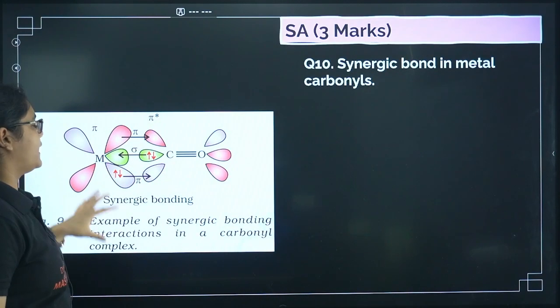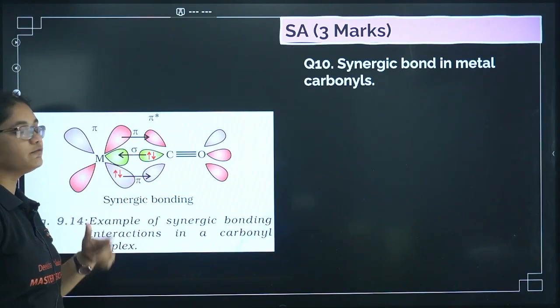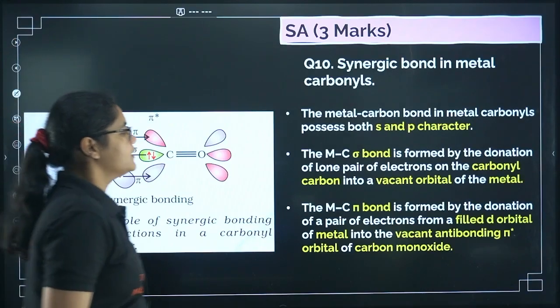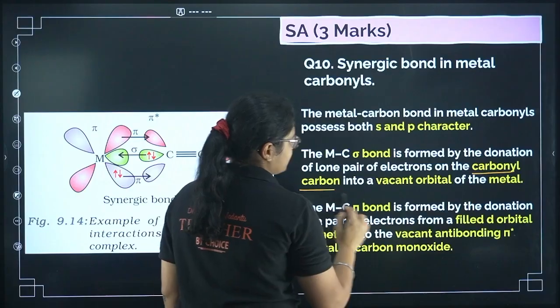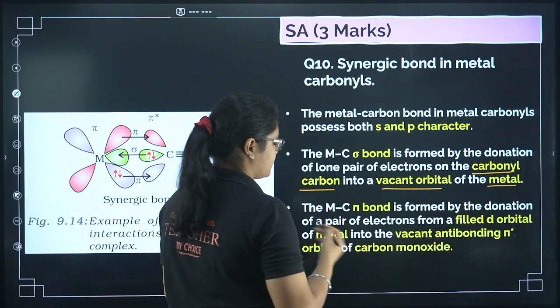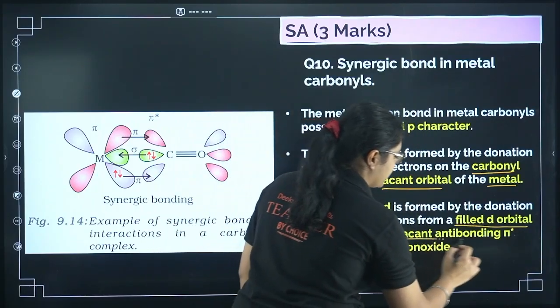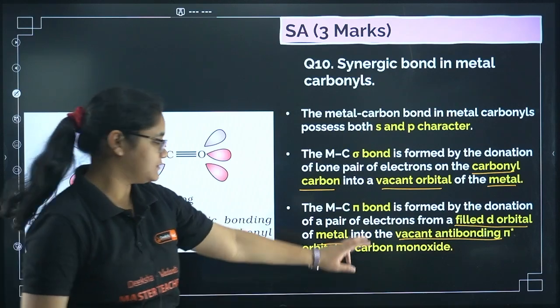Moving to the next one, synergic bond in metal carbonyls. You have to draw the diagram and show the synergic bonding. You have to show which orbital to which orbital sigma bond is formed and how the pi bond is formed. Sigma bond is formed between the carbonyl carbon and the vacant orbitals of the metal. Pi bond is formed between the filled d orbitals of the metal and the vacant anti-bonding pi star orbital of the carbon monoxide. This is very important.